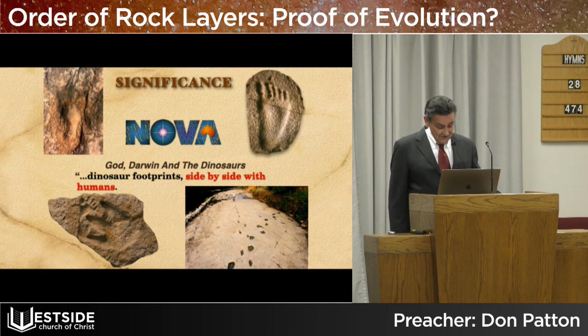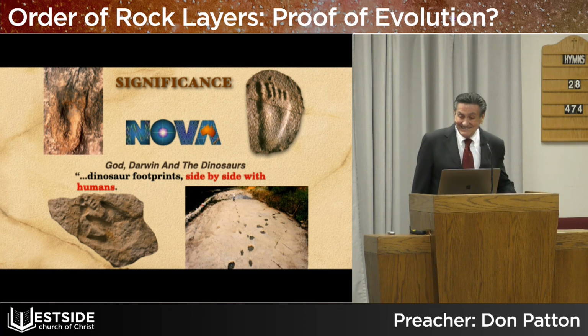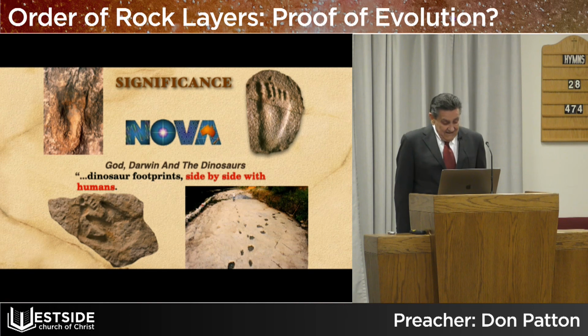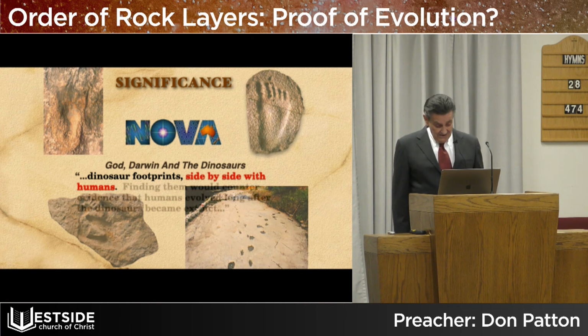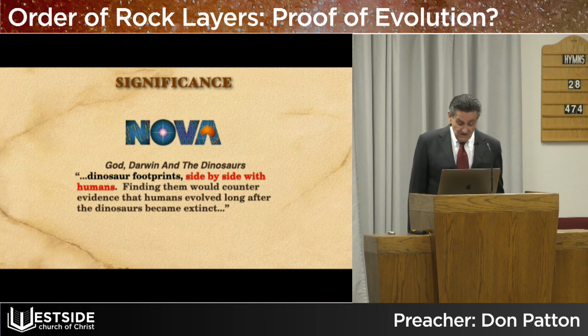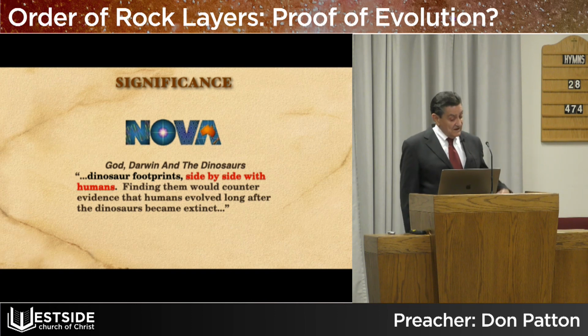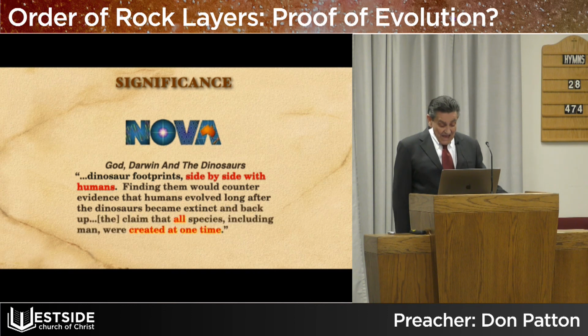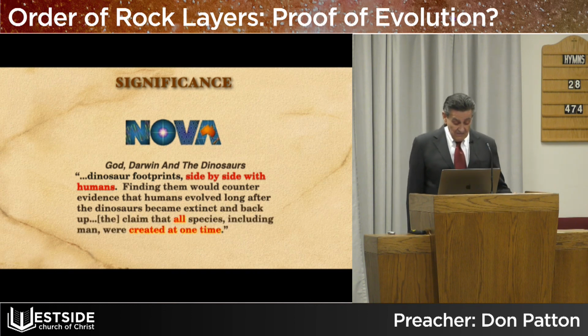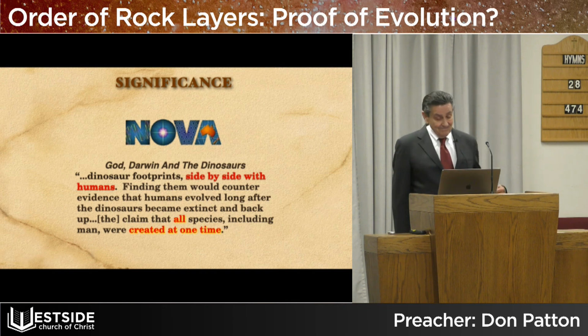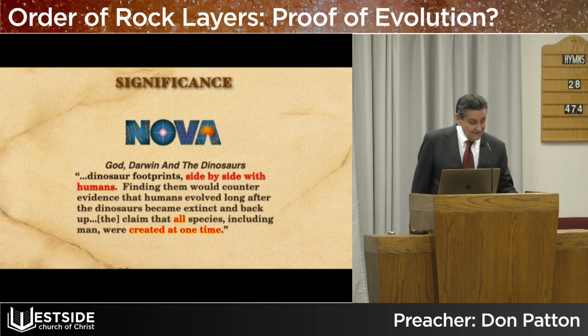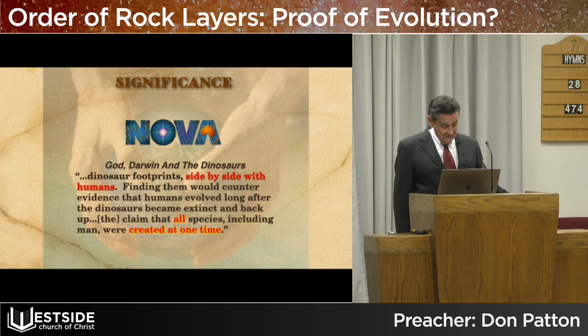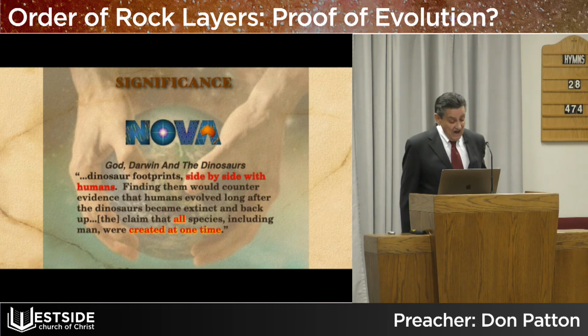Those were the things they photographed and found, and well, I think there's good evidence there. But what's the implication? Why would they turn that down? Finding them would counter evidence that humans evolved long after the dinosaurs became extinct and back up the claim that all species, including man, were created at one time. I think they're right. That's exactly what that would mean. And if we have documented that they did exist together, then that's exactly what it means. Totally consistent with the facts.